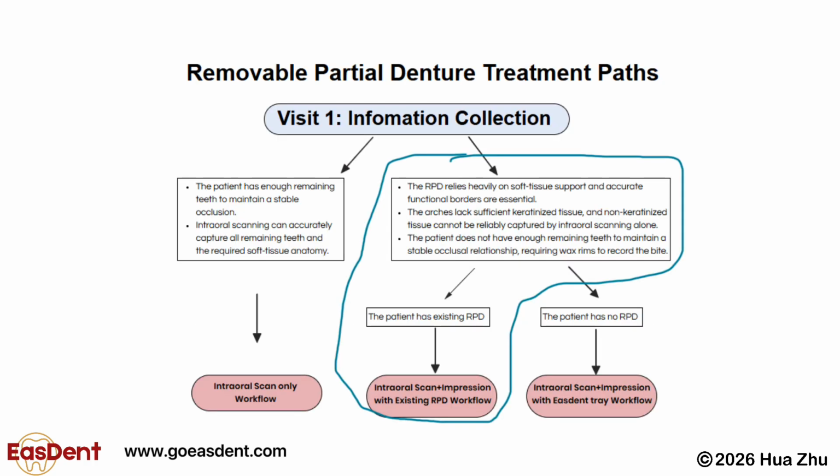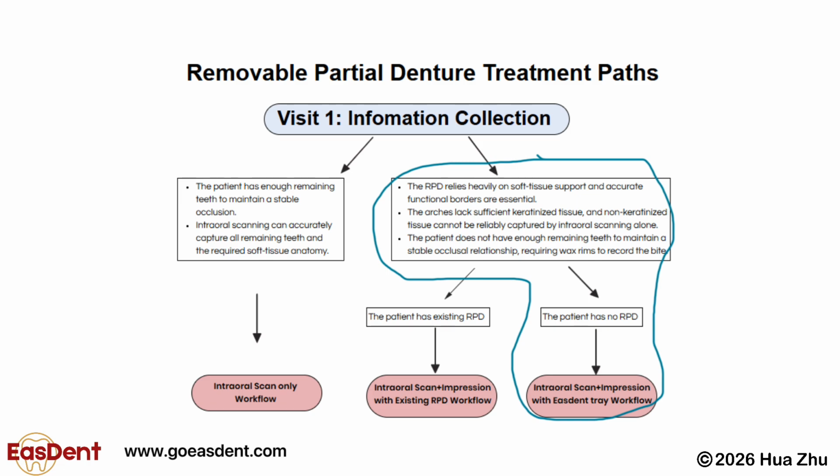If the patient has an existing RPD, it can be used to assist in obtaining the impression. You will use the intraoral scan plus impression with existing RPD workflow. When no existing RPD is available, a modified Easdent tray can be used to capture accurate soft tissue anatomy and functional borders. You will use the intraoral scan plus impression with Easdent tray workflow.